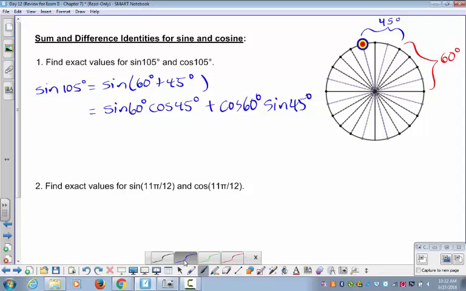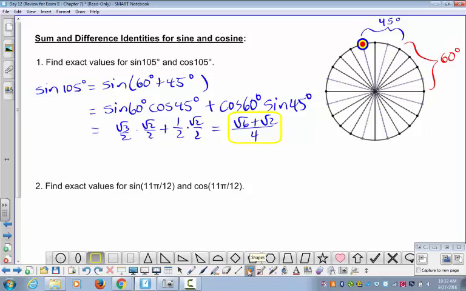Sine of 60 is root 3 over 2. And then cosine of 45 is root 2 over 2. Cosine of 60 is 1/2. And then sine of 45, root 2 over 2. So if we simplify this, we get root 6 plus root 2 all divided by 4. That will be our sine of 105.